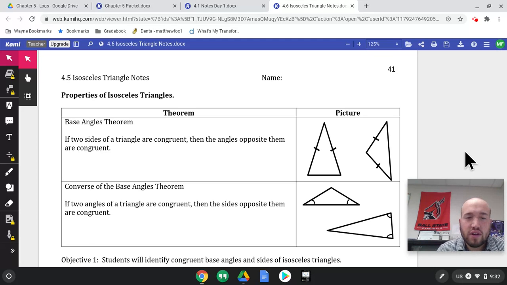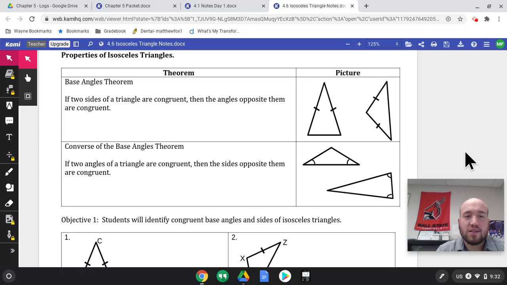So today we're going to take a closer look at isosceles triangles. If you remember from yesterday, isosceles triangles are when we have a triangle that has two sides that are congruent. Okay? And if two sides are congruent, then the angles opposite them are also congruent. That's our base angle theorem.